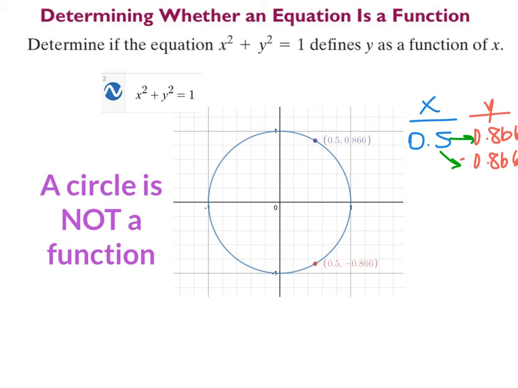And so I tried 0.5. I plug that into the equation. I get 0.866 and negative 0.866. That's not a function. You can't have two outputs for the same one input. That's not going to work. So this thing is not a function. And just overall, a circle is not a function. It's a relation, but not a function.